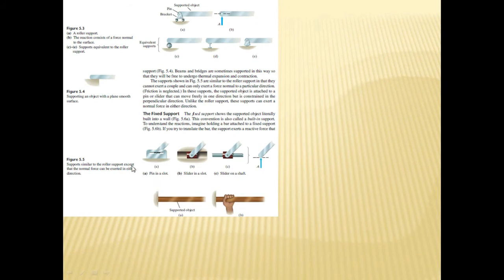This is a pin in a slot. Slider, this is a slider in a slot. These are again supports, very unique types of supports. Slider on a shaft. This is a shaft on which a slider is being placed.